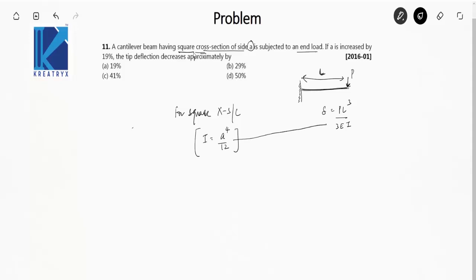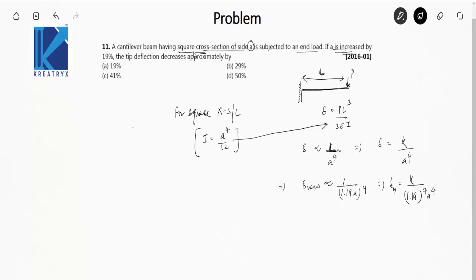When you put this value in this formula, you see that deflection is inversely proportional to A raised to the power 4 only. If A is increased by 19%, that implies the new deflection is inversely proportional to 1.19 A raised to the power 4. Let K be a constant because all other terms are constant. So this is the new deflection.